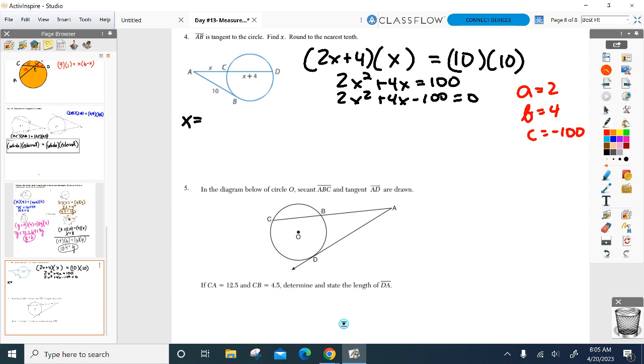So negative b, what are you going to have there? Negative 4 plus or minus. Please put these in parentheses, just like you'll put them in parentheses in your calculator. Ready? B squared, so watch, 4 squared. Notice I'm putting everything in parentheses when I plug it in. Minus 4, a value is 2, c value negative 100. And it's all over, not just the radical, all over 2 times 2.